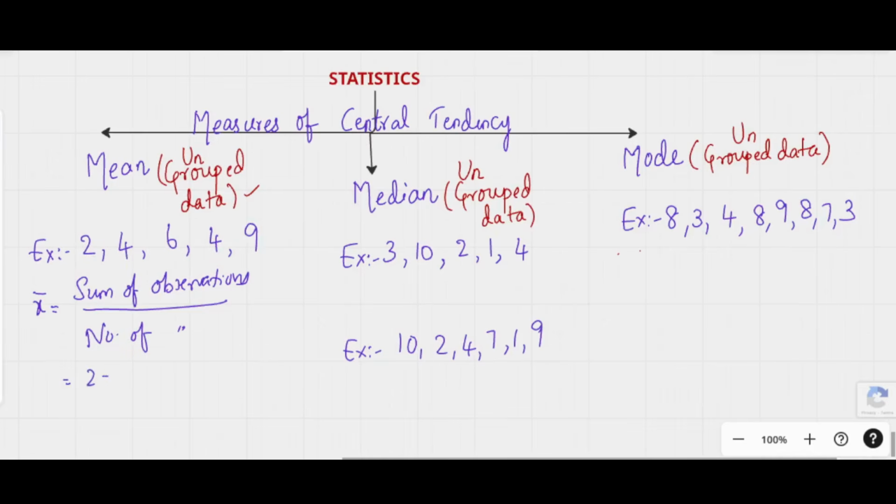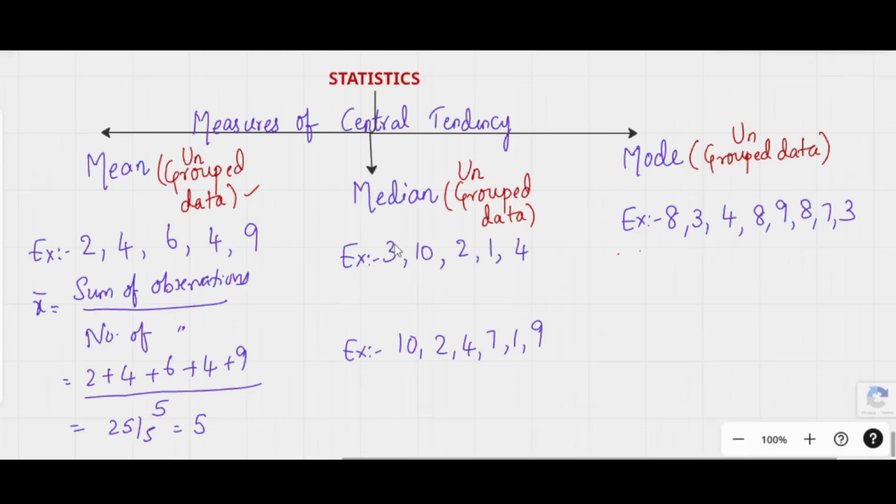If I add all the observations, we get the sum of observations, because sum means addition, right? So we have to add all these observations and divide by the total number. How many are there? 1, 2, 3, 4, 5. So divide by 5. When you add all this, we get the answer. 6 plus 12 plus 4 and so on gives 25, divided by 5. So the answer is 5. So the mean is 5 here.